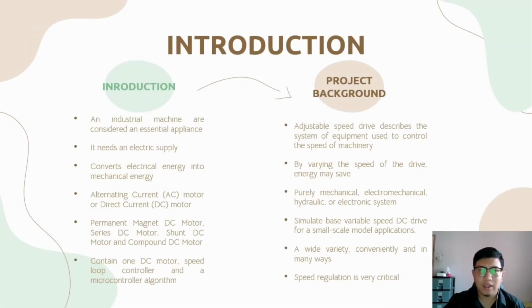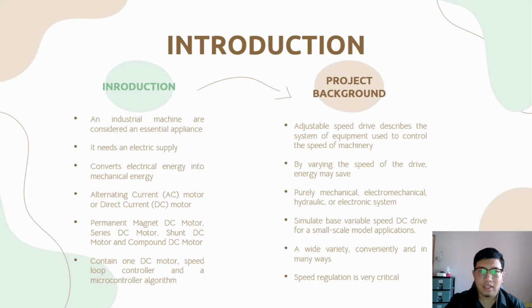In modern day life, industrial machines such as elevators, precision machinery, and sewing machines are considered essential appliances. Most people in the world need these electrical appliances and use them every day. They need an electrical supply to work properly. Other than that, one of the important components of these appliances is the motor. A motor converts electrical energy into mechanical energy. A motor can be an alternating current AC motor or a direct current DC motor.